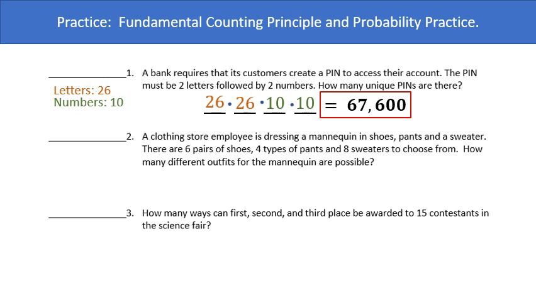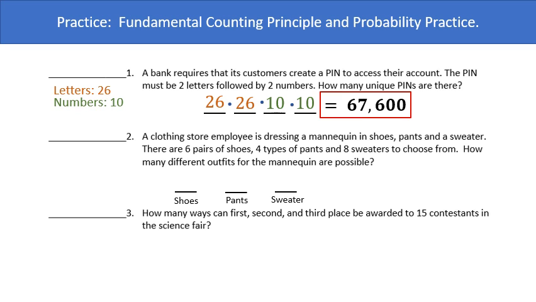Okay, look at number 2. A clothing store employee is dressing a mannequin in shoes, pants, and a sweater. There's 6 pairs of shoes, 4 types of pants, and 8 sweaters to choose from. How many different outfits for the mannequin are possible? We have to start by thinking about what are we going to choose. We're going to choose 3 things. We're going to choose a pair of shoes, a pair of pants, and a sweater.